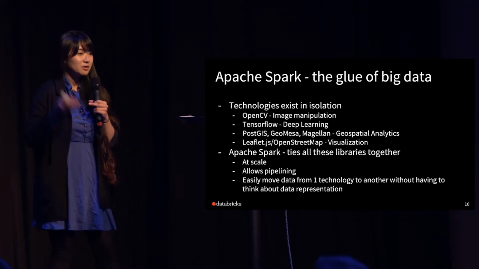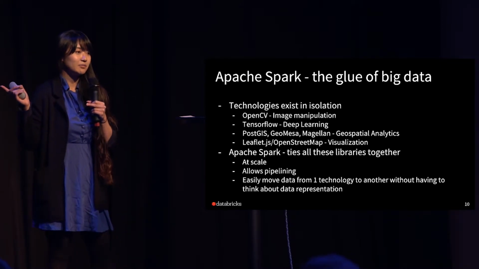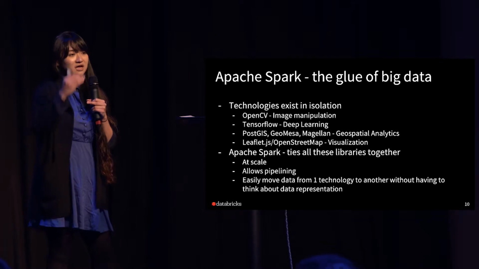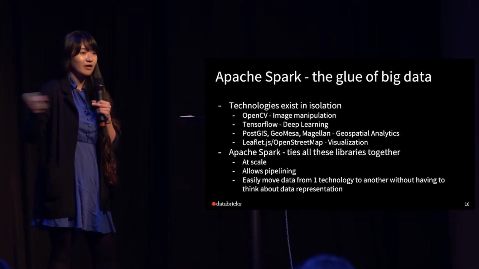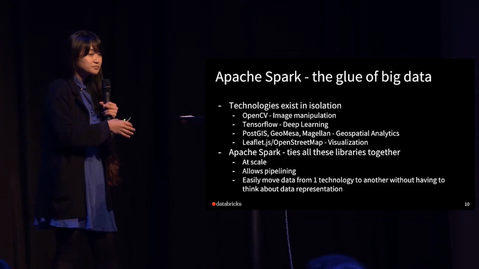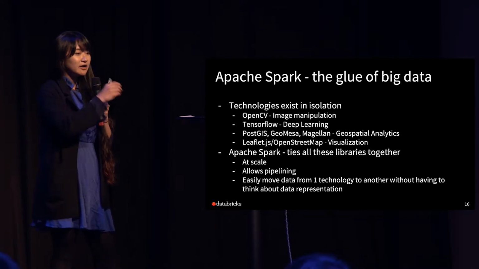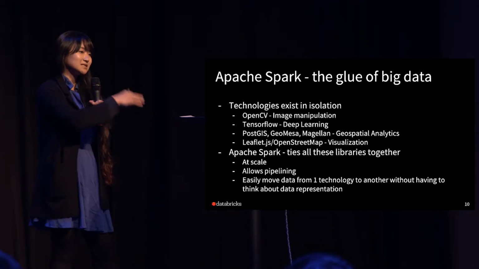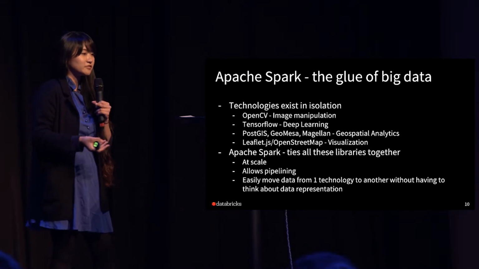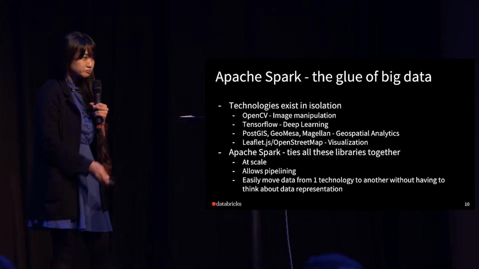And visualization, I'm only listing the two that I use in my demo, but I'm sure you are familiar with all the different packages out there for visualization. So you're using different packages all throughout your pipeline. How do you tie all of these libraries together at scale without having to care about how you're going to store the intermediate data, passing data from one package to another, or figuring out how to deal with the intermediate data representation?